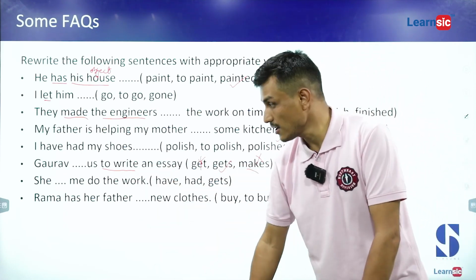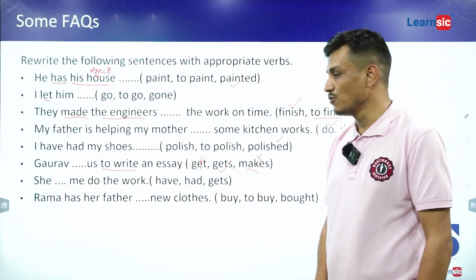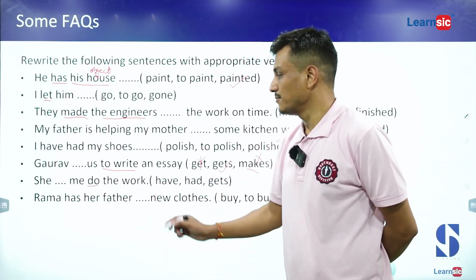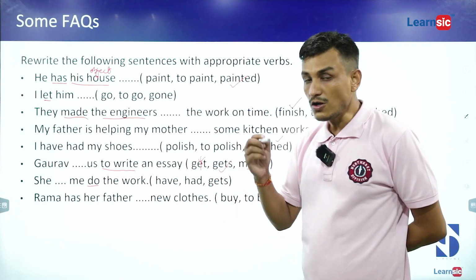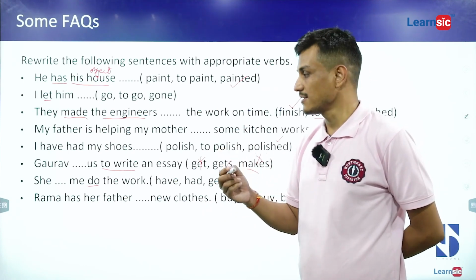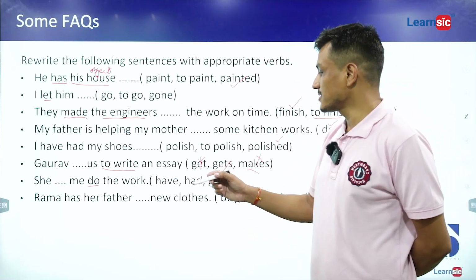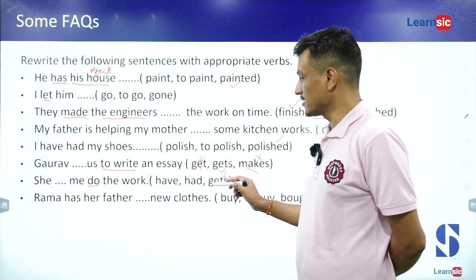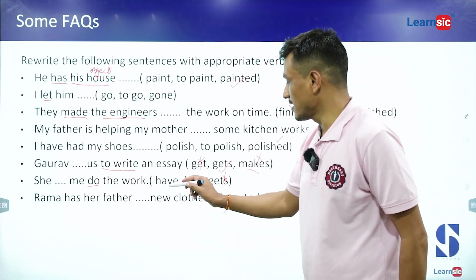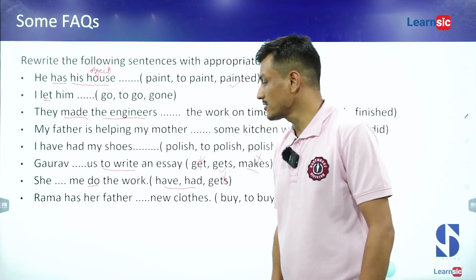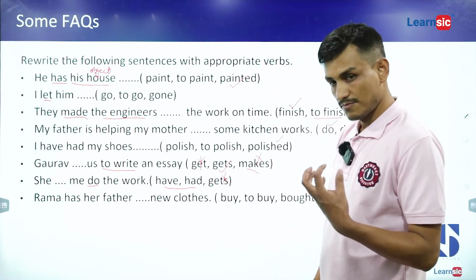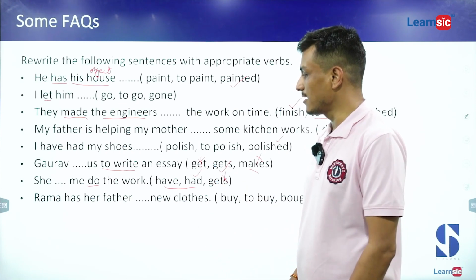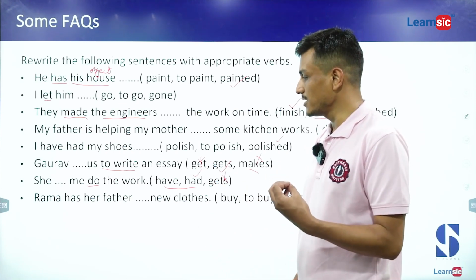Now, go for the next question. See, dot dot dot, me do the work. Do is the verb here. That is verb 1. So you should go for not get, but something else like make, have or something like this. She have or she gets. Gets is not the right answer because there is no to plus verb 1. It could be have, but remember that she does not take have. She always takes a singular verb or past verb. So the right answer is had. She had me do the work.